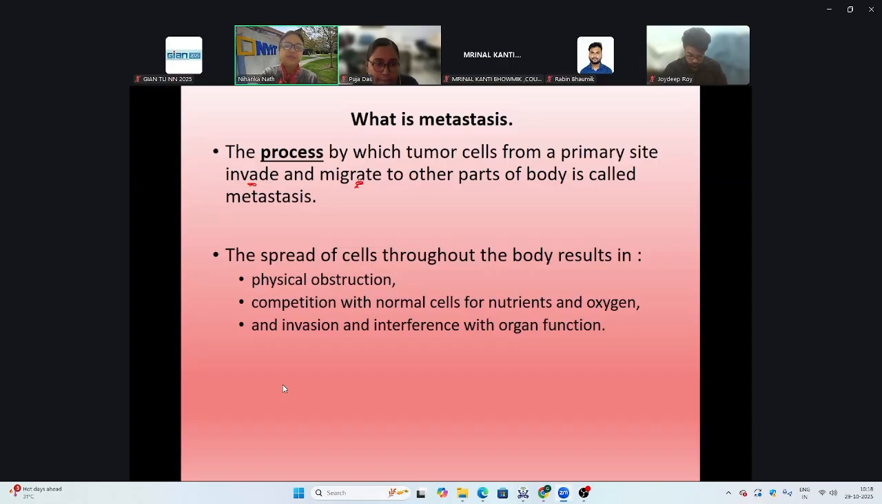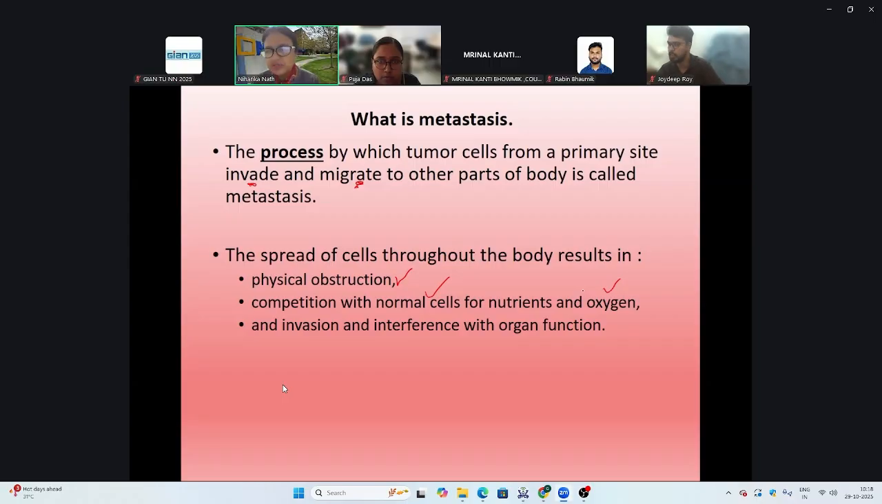So the spread of these cells throughout the body, when they grow, these cells will multiply and grow, and then they can cause physical obstruction. Where can they cause physical obstruction? If they grow as a tumor in certain locations, there's no more room to grow. These cancer cells that go to the body will also compete with normal cells. For what? For all the nutrients, and the hormones, etc., that are traveling through the blood, and of course oxygen. They will compete for that.